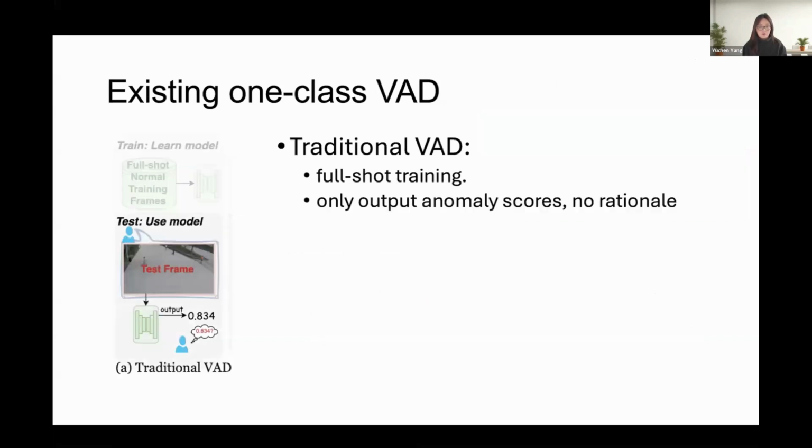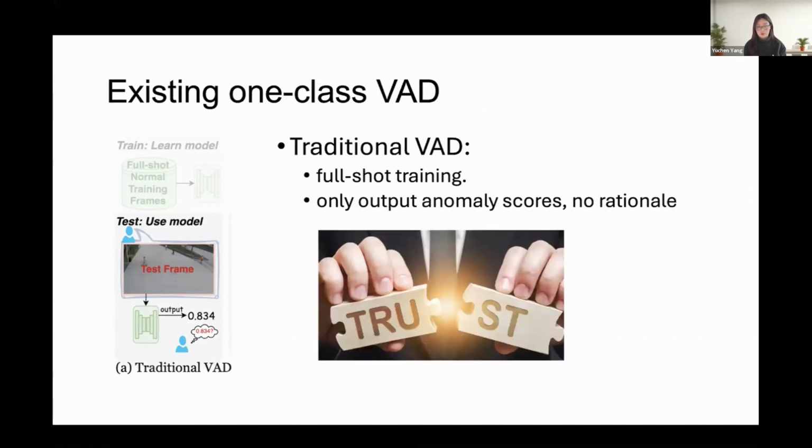Another problem is that they only output the anomaly score without any rationale, which means they do not have explainability for the decision making, making it hard to understand why a particular event is classified as an anomaly. This hinders them from earning public trust when deployed in real-world products, because the user may be eager to know the reason behind the model's decision making.